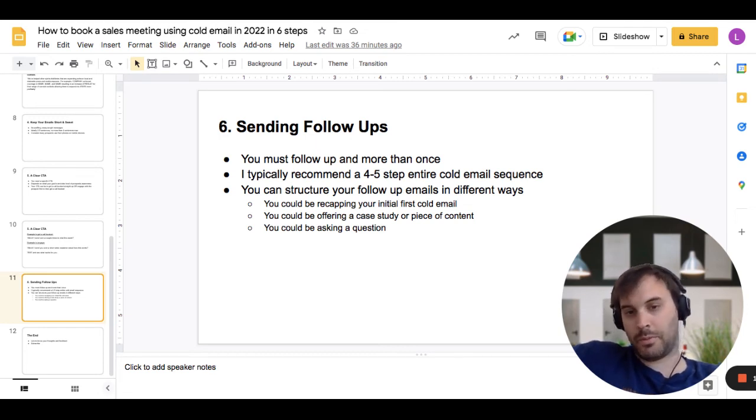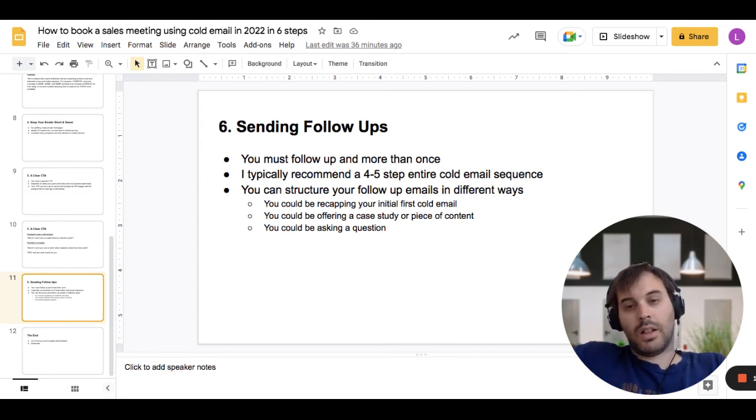There are so many times in cold email campaigns in my own business, and for clients, where you get replies on the second, third, fourth, even fifth email sometimes. So it's something you really need to make sure you do, because otherwise you're missing out on opportunities.